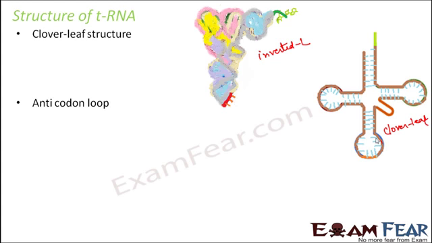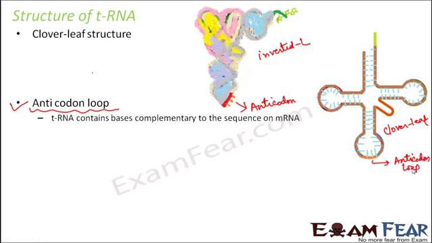So if you look at the structure of the tRNA closely, there are two important parts of tRNA. So let us discuss those two important parts. One is the anticodon loop. So where do we have the anticodon loop? This portion is the anticodon loop. In fact, in this structure, this portion which you see here is the anticodon loop. So what is there in this loop? It contains the bases complementary to the sequence on mRNA.